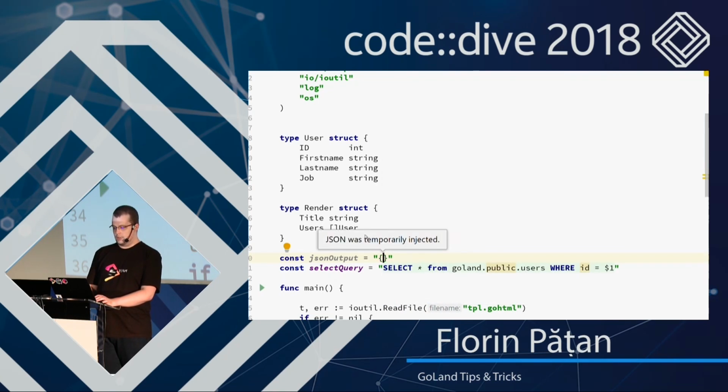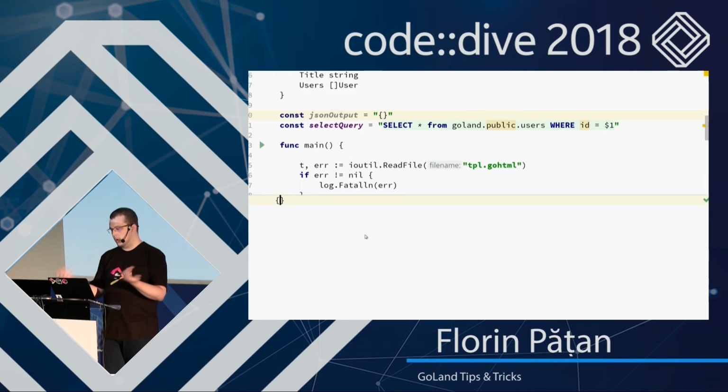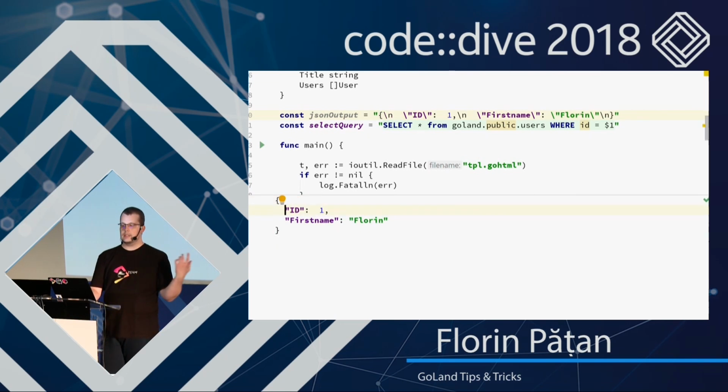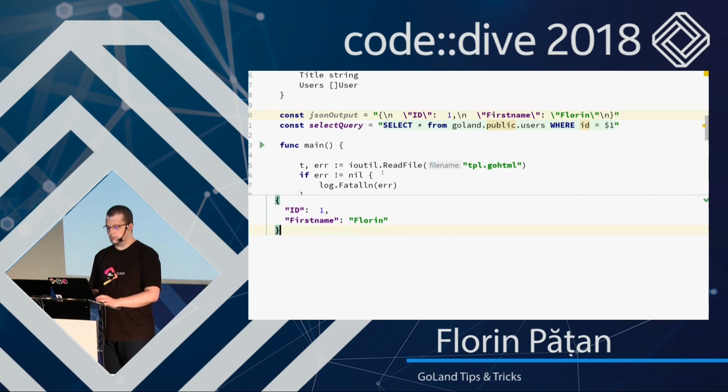So now I have JSON, and then you can say, oh, I want to edit the JSON fragment. So now I can properly see JSON here, and I can start typing. So let's say ID, 1, first name, sorry, Florin, right? So I can do all kinds of things here, and the IDE knows how to automatically escape it, and so on and so forth. So I don't need to do anything special for it.